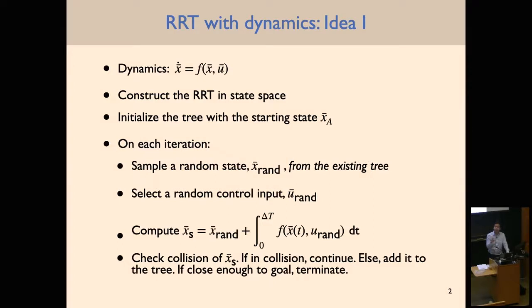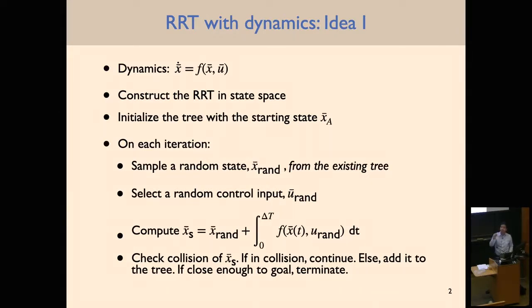This is different from the RRT algorithm. In the standard RRT algorithm, you sample some random configuration from your configuration space, then you find the closest point in the tree. Here we're just going to randomly sample some point from the existing tree. We're then going to randomly select a control input, which we're going to call urand, and we're basically just going to apply that random control input for some small amount of time, which we call dt.